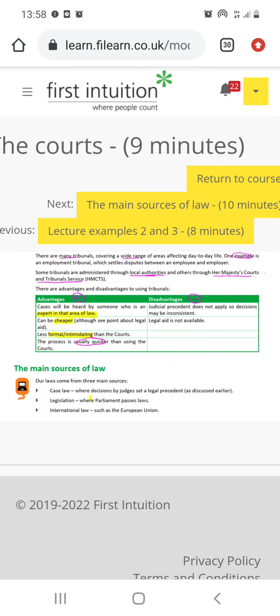The drawbacks of tribunals are that judicial precedents do not apply, so outcomes could be inconsistent. And also linked to the idea of it being cheaper, unfortunately, legal aid is not available in tribunals.